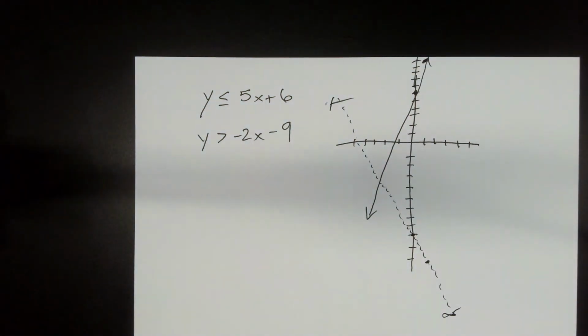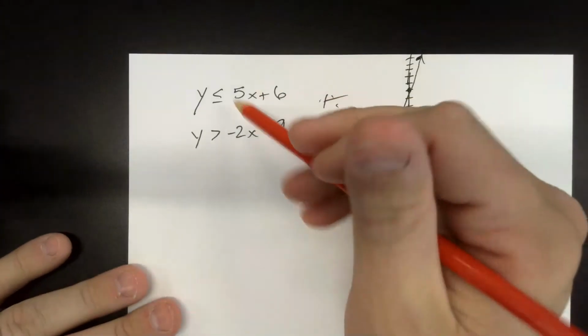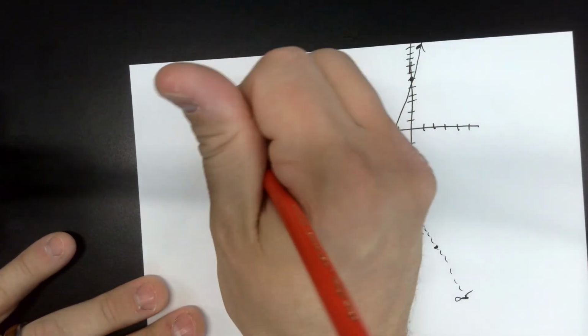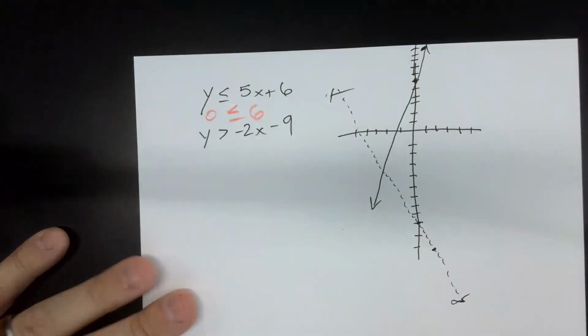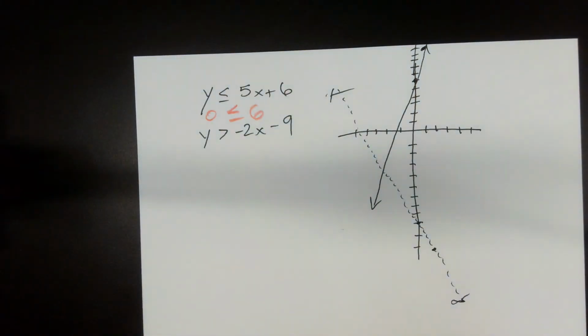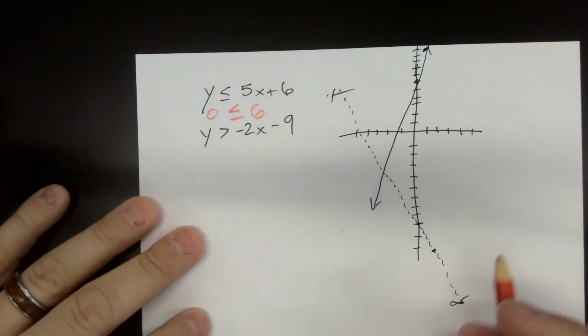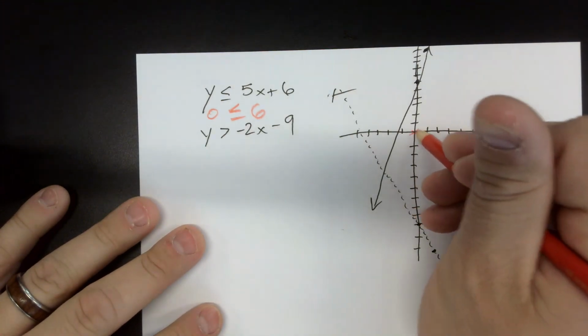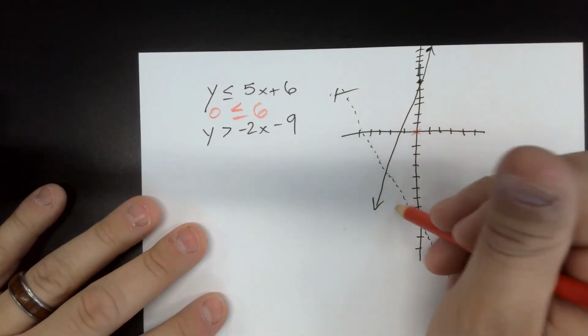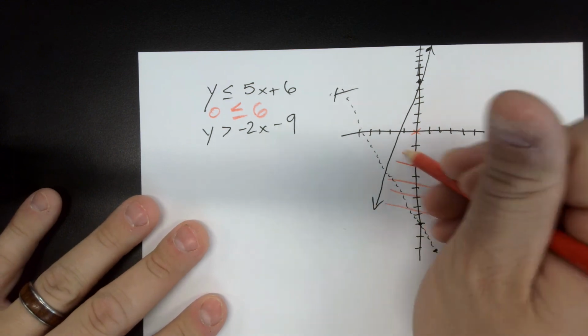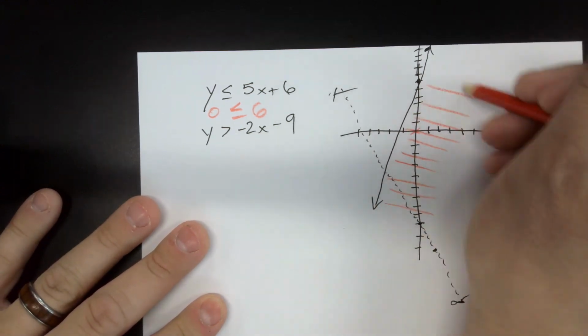All right, solid line first. 0 is less than or equal to 6. True or false? That is true. So 0 is here, right? So because it's on this side, we're going to shade down here. Did everyone get that one right?